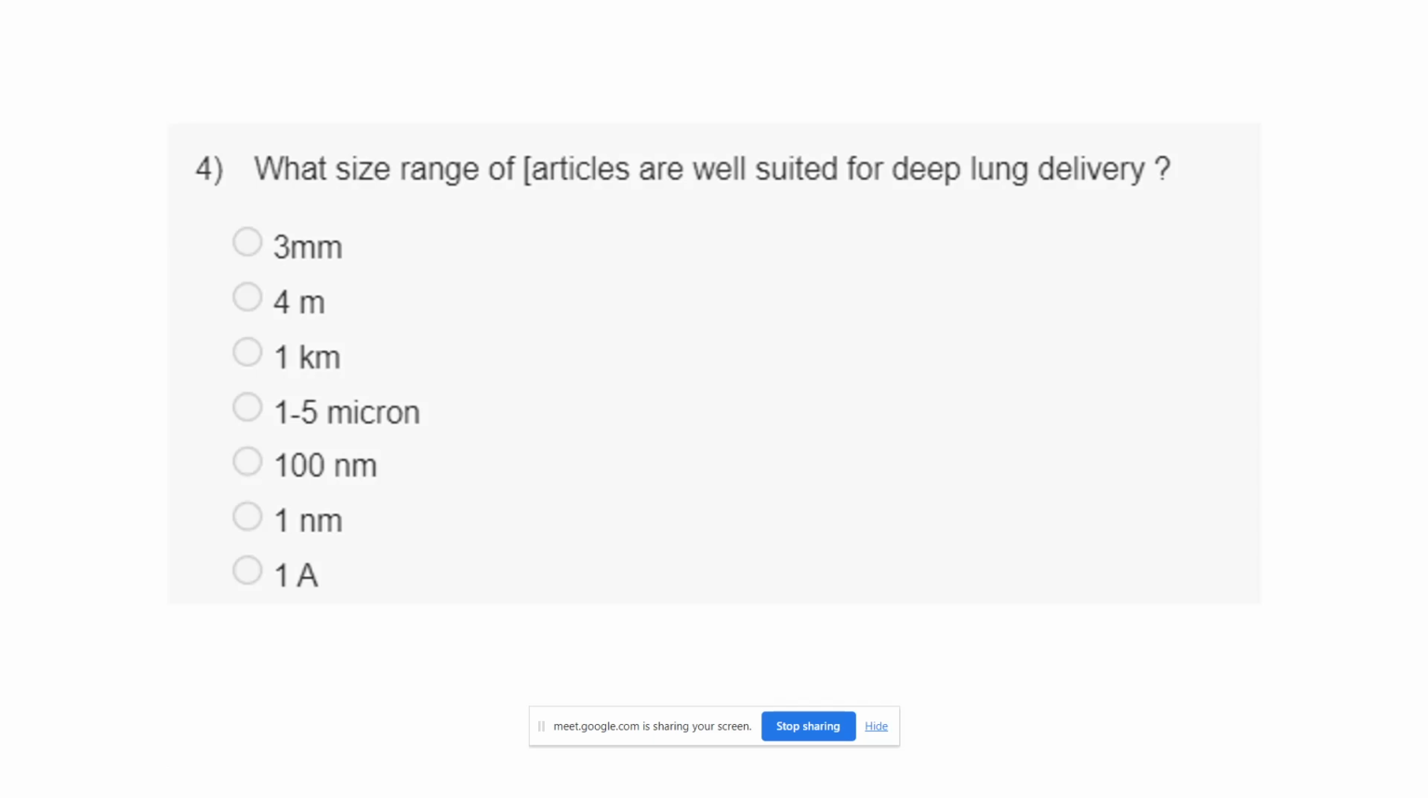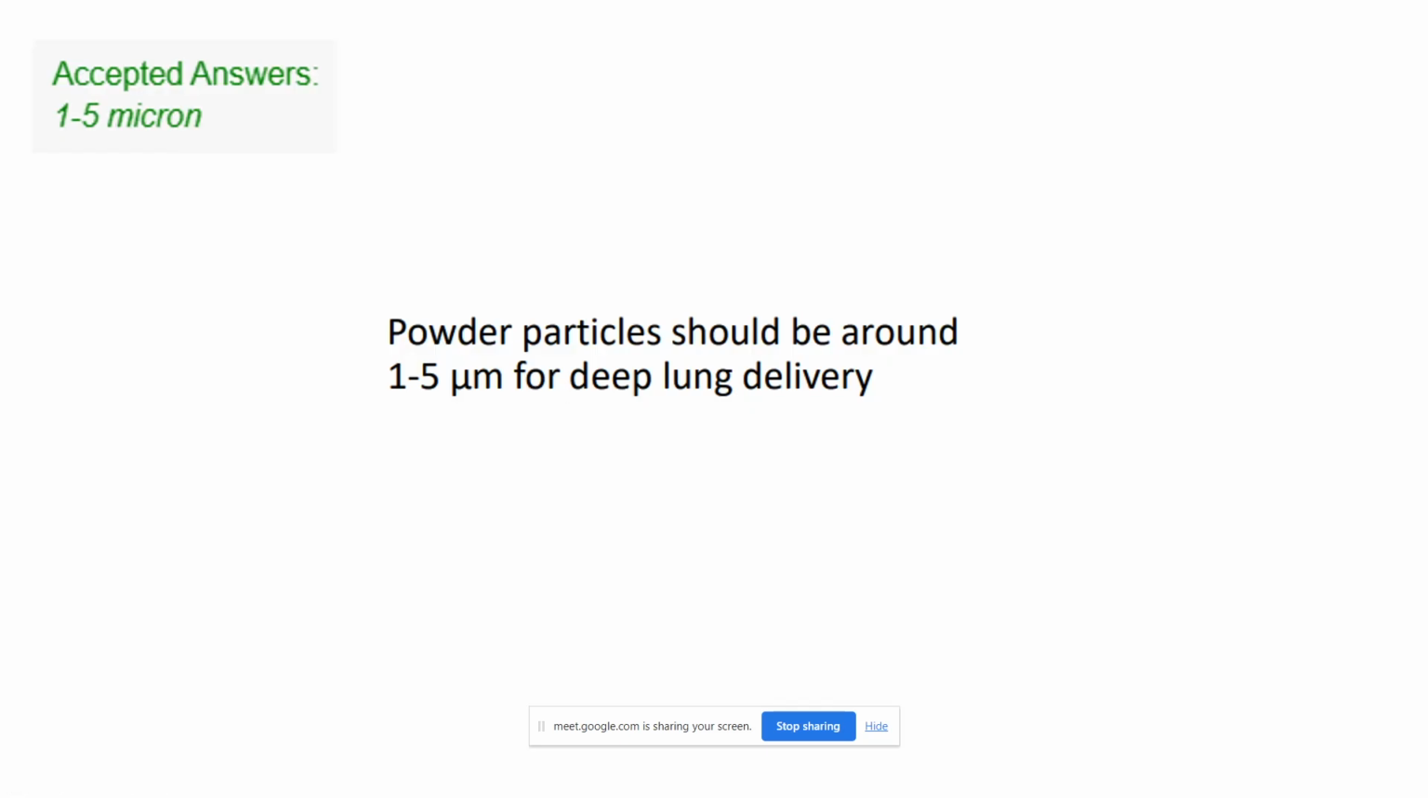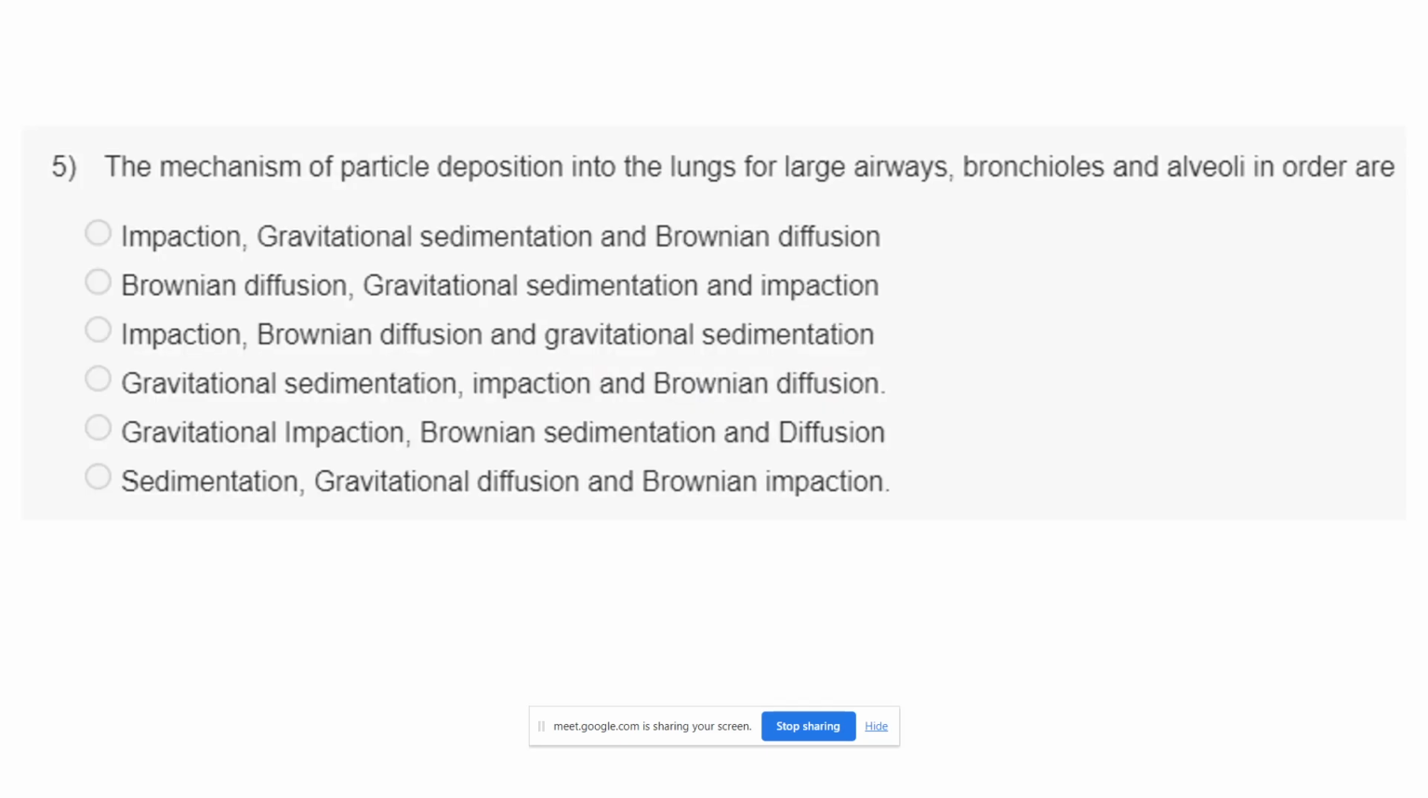The next question was, what size range of particles are well suited for deep lung delivery? So here the answer is straight away 1 to 5 micron. In this size range, you can expect the particles to get deposited in the deep lung. I hope the screen is visible to everyone.